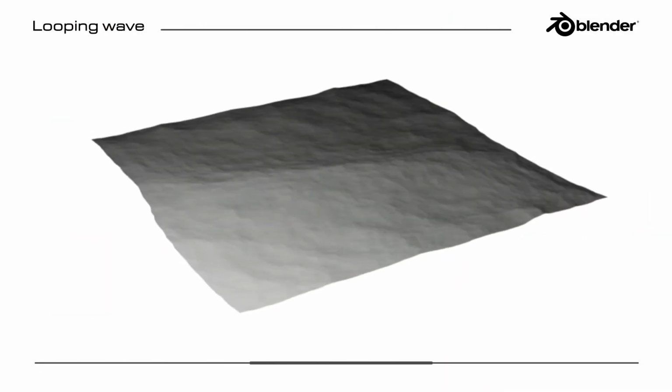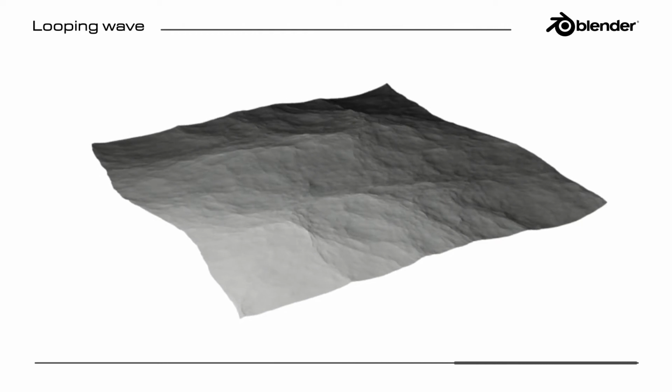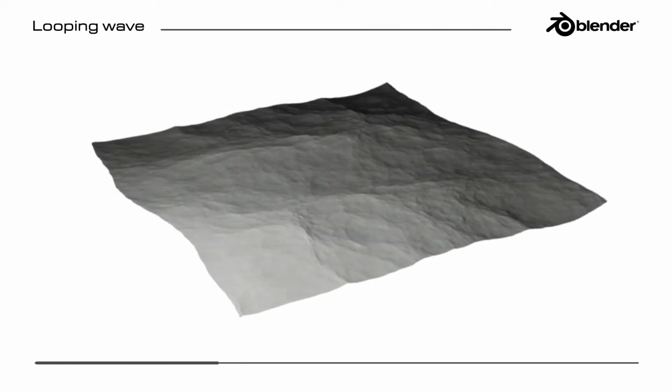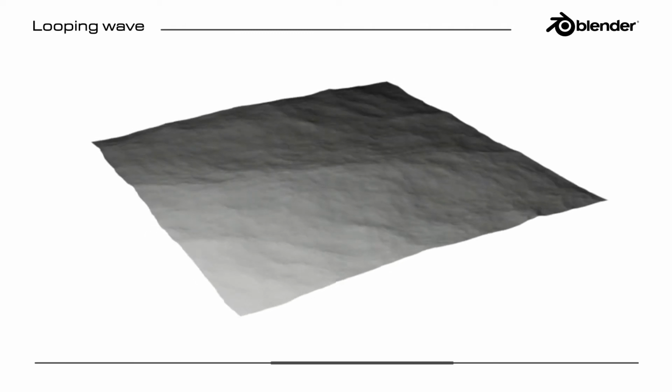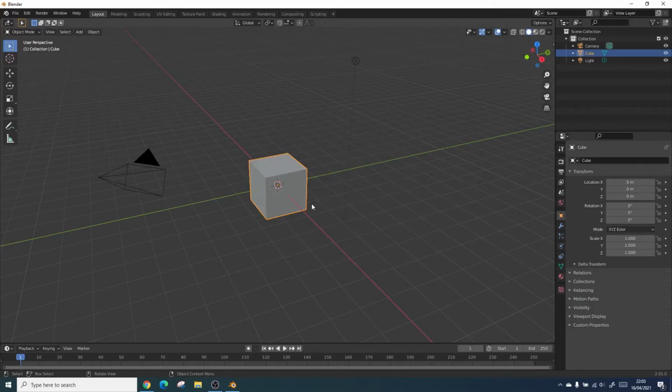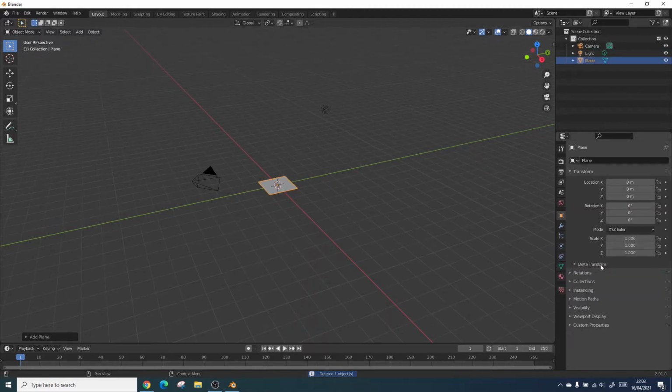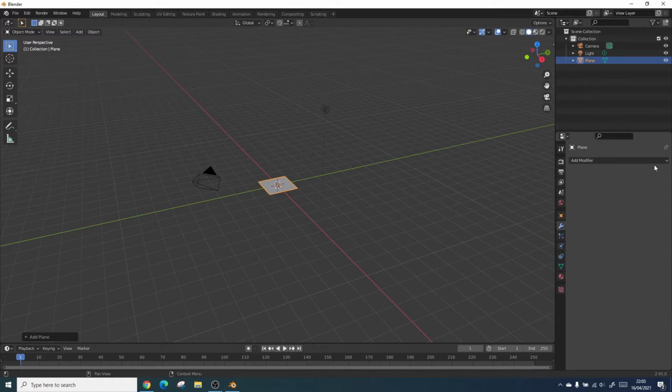For today's tutorial, we're going to be looking at how to make a looping wave within Blender. We'll be using a few modifiers and a plane. Opening Blender, the first thing we need to do is delete the default cube and add in a plane. We then need to add an ocean modifier.